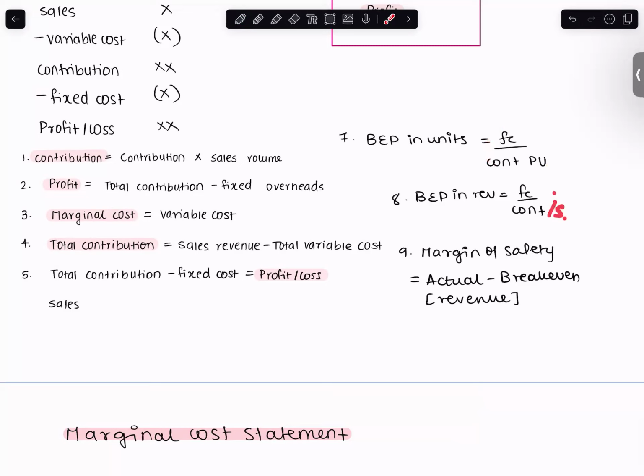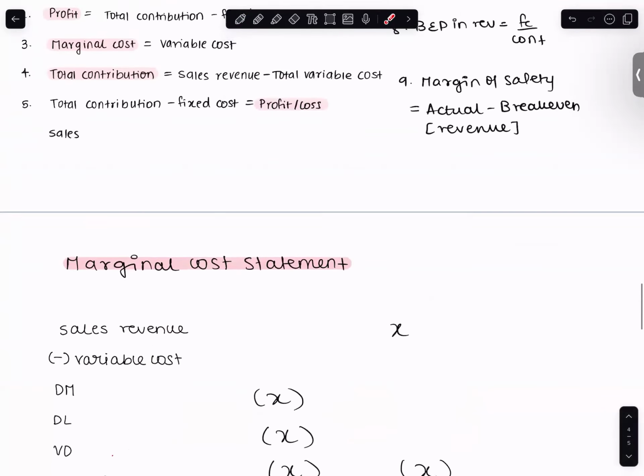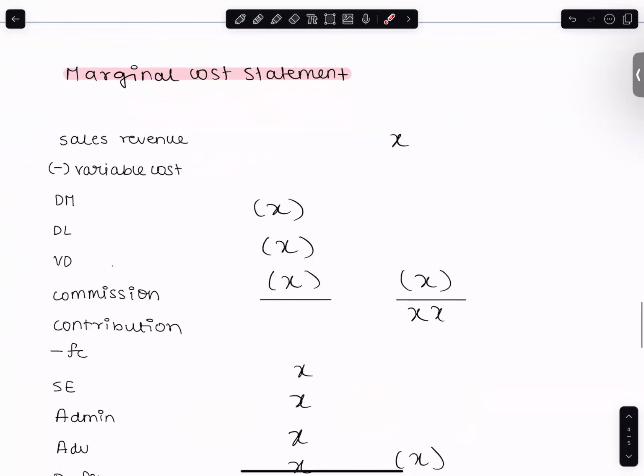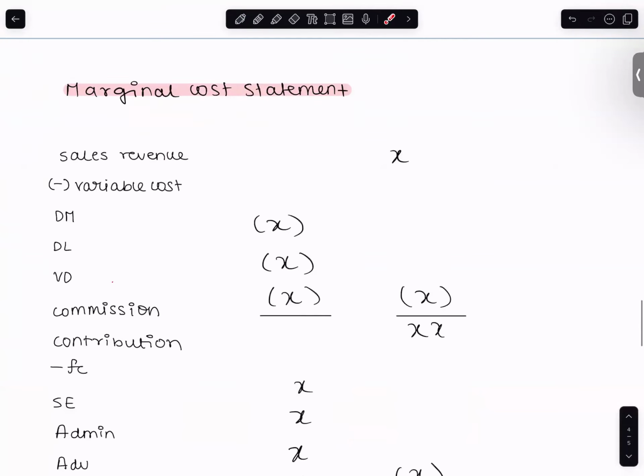What is margin of safety? Margin of safety is the actual revenue minus the break-even revenue, or actual sales minus break-even sales, or actual production minus break-even production. How do you find the margin of safety percentage? Margin of safety upon revenue into 100.